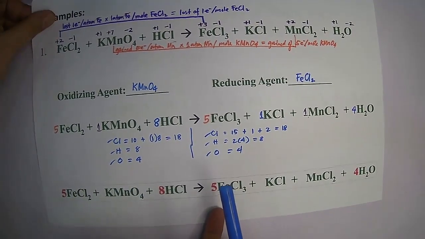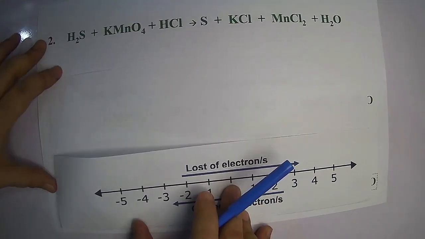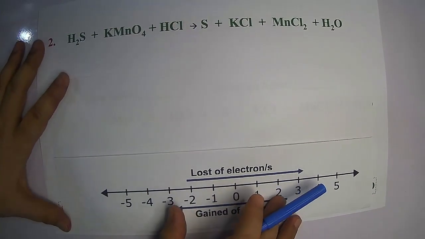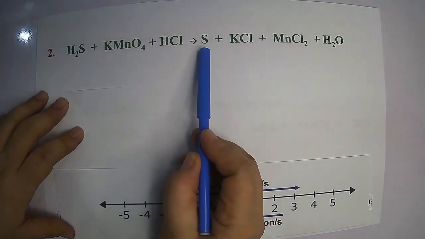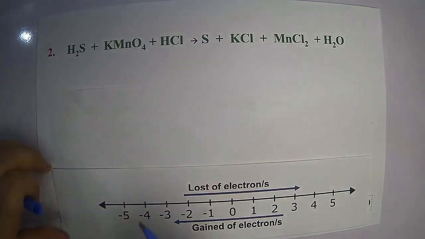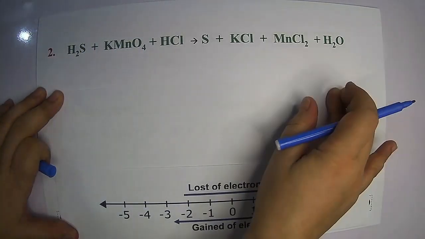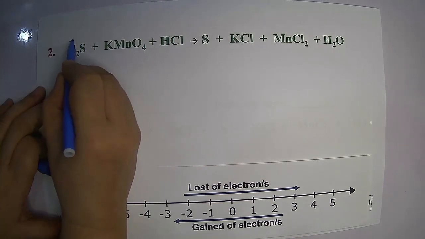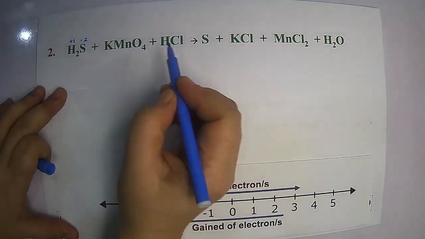Now moving on to the next number, we have dihydrogen sulfide, potassium permanganate, plus hydrochloric acid, giving you sulfur, potassium chloride, manganese chloride, and water. Again, assigning oxidation numbers is the first step to determine which two elements have changed their oxidation state. Here, by the crisscross method, we have a binary compound, so it's easy for us to do the reverse of the crisscross method.